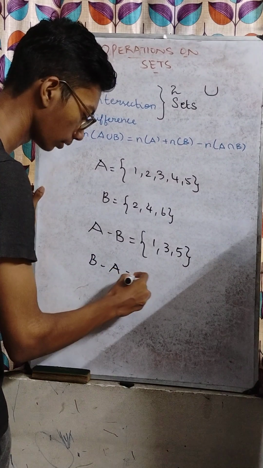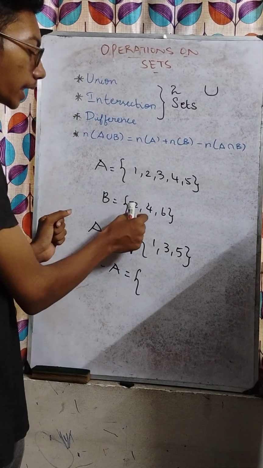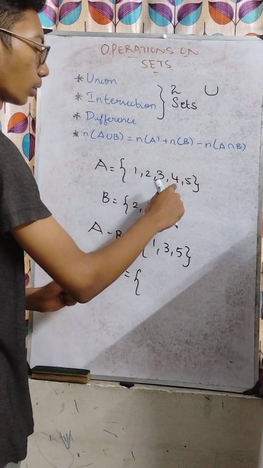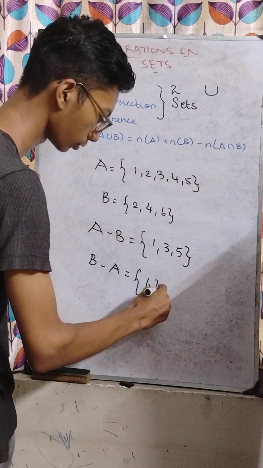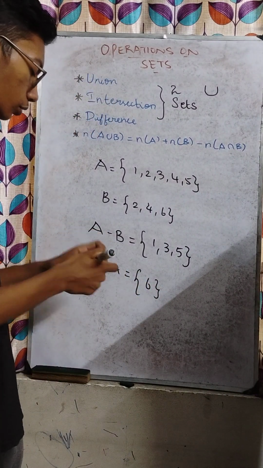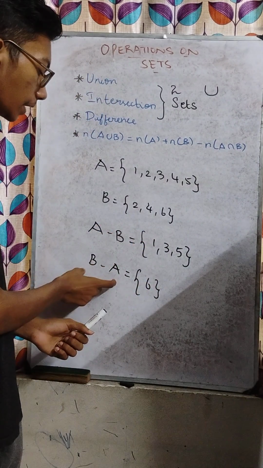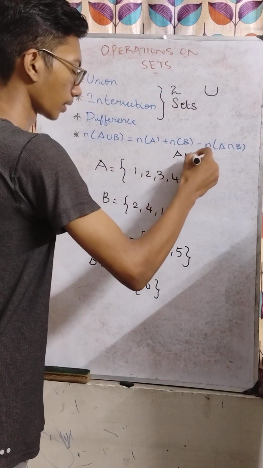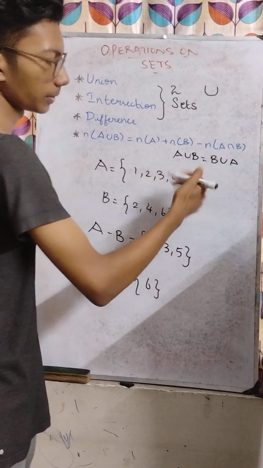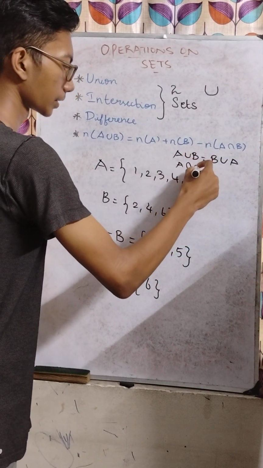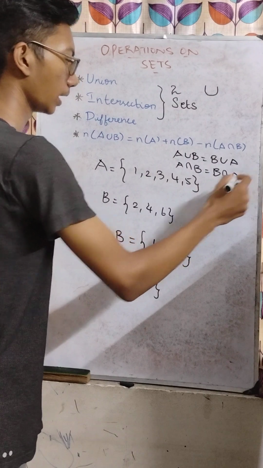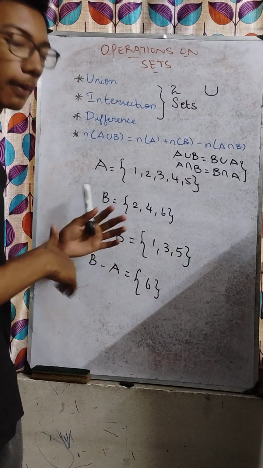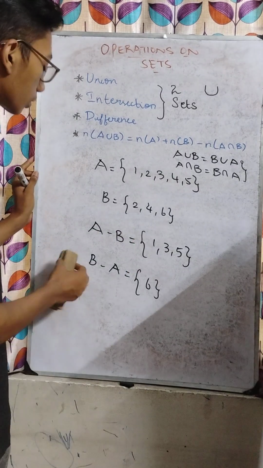Now B minus A. What will be B minus A? We can write 2, 4, 6 here, but we need to subtract A. The common terms are 2 and 4, so we can only write 6 here. So this is B minus A. So only for difference, A minus B and B minus A would be different. But A union B is equal to B union A, and A intersection B is equal to B intersection A. So these two are commutative, but difference is not commutative, because A minus B may not be equal to B minus A.